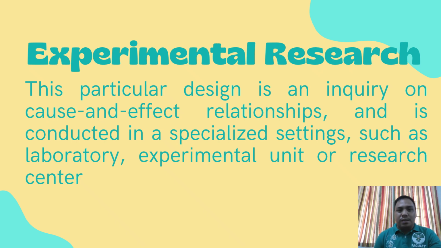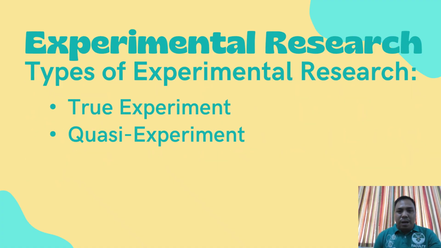So experimental research, this design focuses on investigating the cause and effect relationship by manipulating variables and observing their effects. It is typically conducted in controlled or specialized settings, such as laboratories, experimental units, or research centers, to ensure precision, minimize external influences, and produce reliable and valid results. Experimental research has two types, the true experiments and then the quasi-experiments.